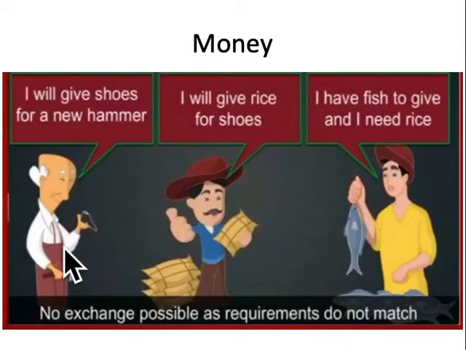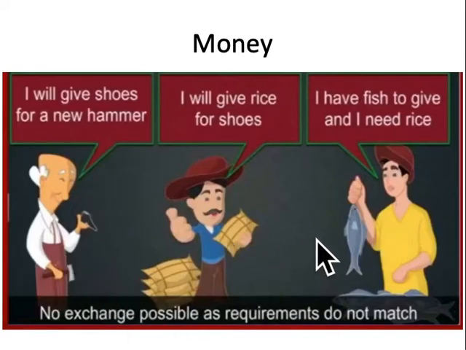We have the man on the left. He can give away shoes, but he wants a hammer. The middle person can give rice, but he wants shoes. Yes, he might want the shoes from this person, but this person wants a hammer, and this person gives rice, so they can't transact. This person says, oh, I need rice, and so he wants to transact with this person, but this person only has fish to give, and this person doesn't want fish, this person wants shoes, so they can't transact either. And these two people have nothing in common.